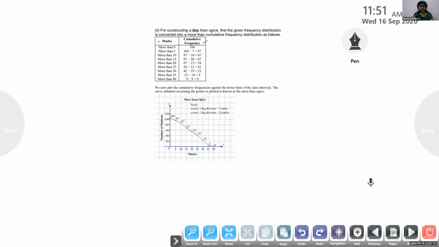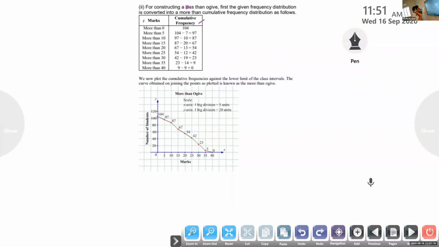Simply we can say that 104 students are there. All those students, their marks are more than 0. Total students 104. No student is there with a 0 mark, right? More than 5. What do you want to do?